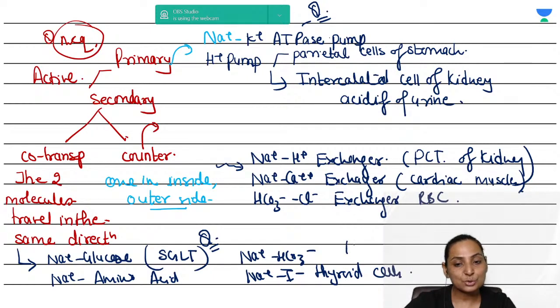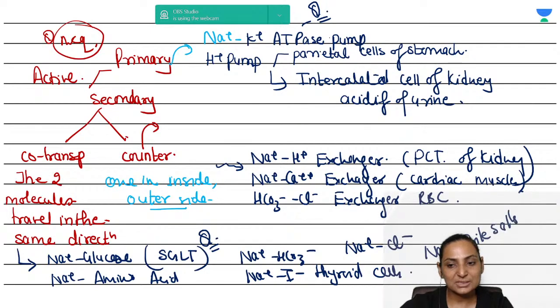Then you've got sodium with chloride co-transport. You've got sodium with bile salts, which is present in the ileum. So you can see I can enumerate so many examples for you. So how can an MCQ come to us? An MCQ can come: sodium bicarbonate is an example of. So it is an example of co-transport, energy consuming but a secondary co-transport mechanism.